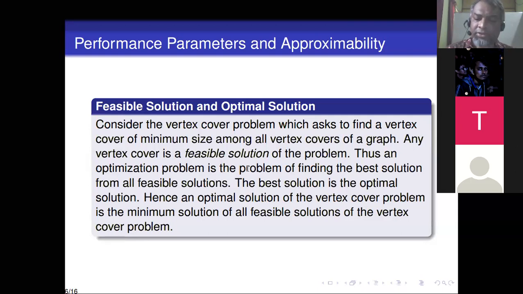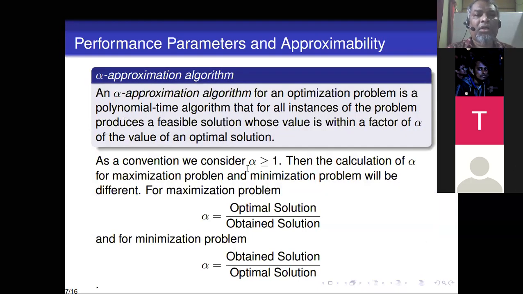Now we formally define performance parameters and approximability. First, we define an alpha approximation algorithm.